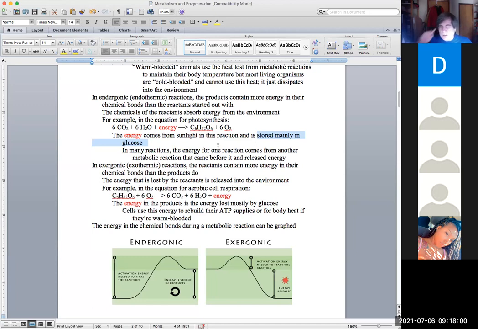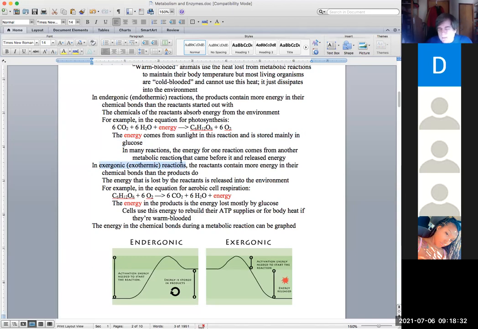So when we look at metabolic reactions, a lot of times the energy that we need for a reaction that's going to absorb energy is going to come from another reaction that released energy. So reactions are kind of combined. Something that releases energy occurs, then that energy it releases is used by a reaction that needs to absorb energy.